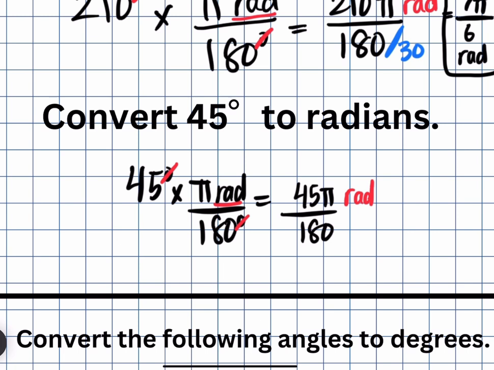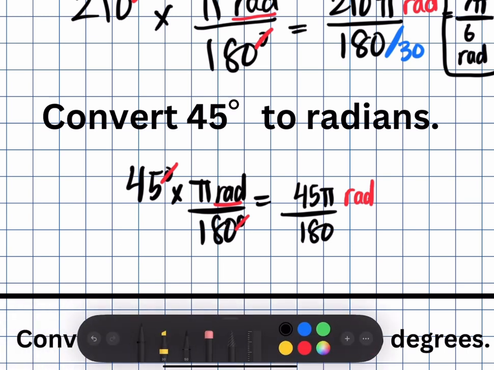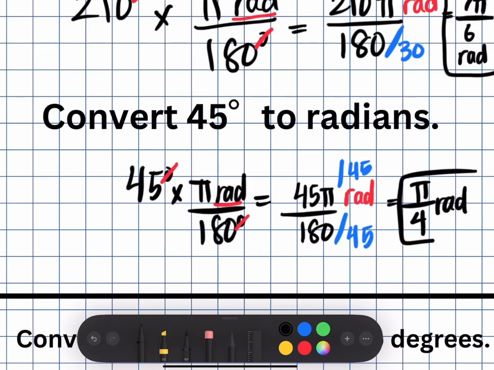Now, some of you guys might be better at simplifying than others. You might want to simplify by 5, simplify by 9. But regardless of how you simplify, I'm going to simplify by 45. You're going to end up with pi over 4 radians.